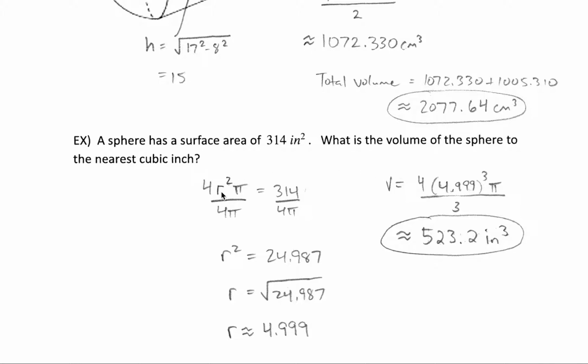So let's try and solve for r here. Surface area of a sphere is 4 r squared times pi, so we'll set that equal to the surface area given to us, 314. We'll try and solve for r by undoing everything around it, so we can divide by 4, we can divide by pi. We can do that in 2 steps or just in 1 step as I did. And then we'll get our r squared value. Still not quite r yet, but we're close.